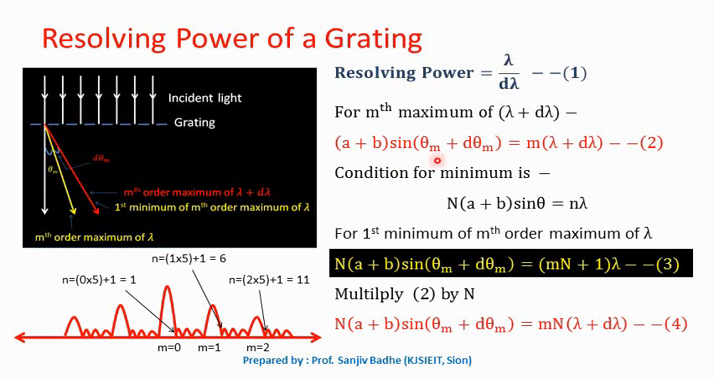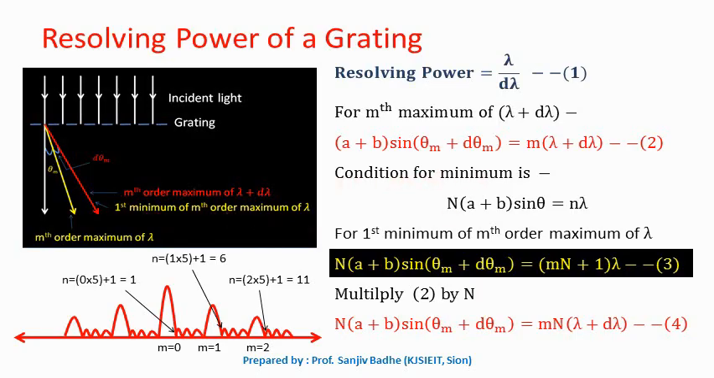So we have written the condition for the mth order maximum of lambda plus d lambda as A plus B sin theta m plus d theta m, that is equal to m into lambda plus d lambda. Now let us write the condition for the first minimum of the mth order maximum of lambda.